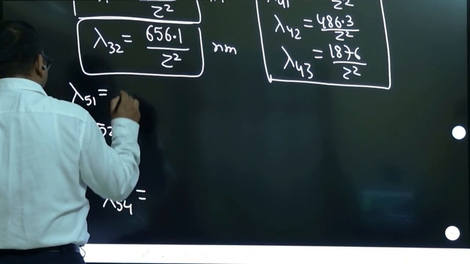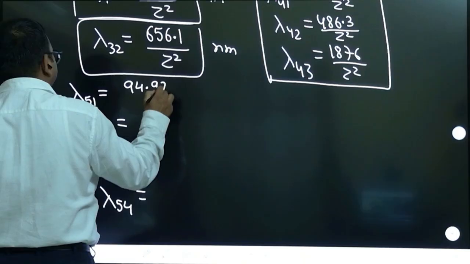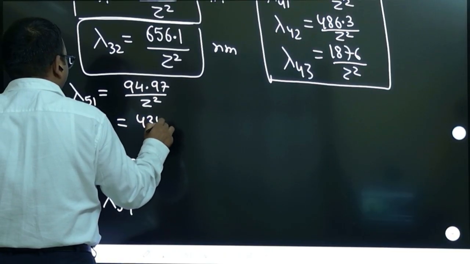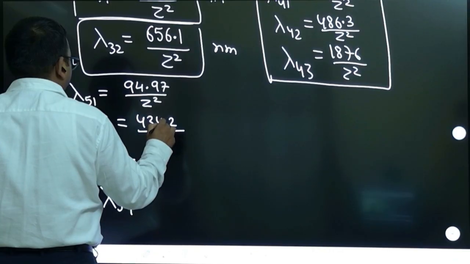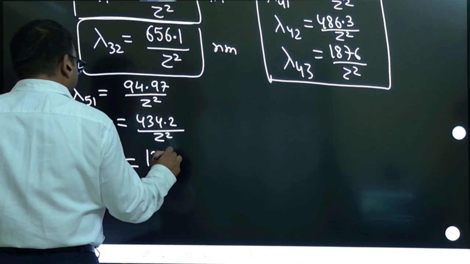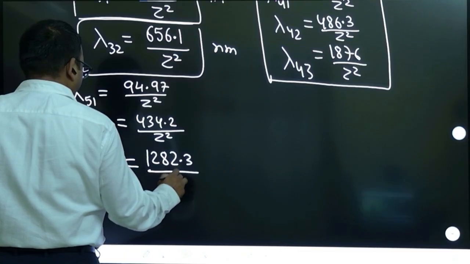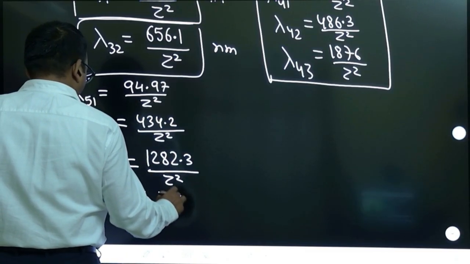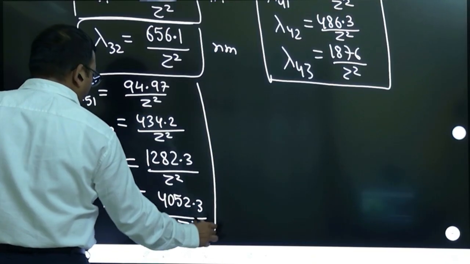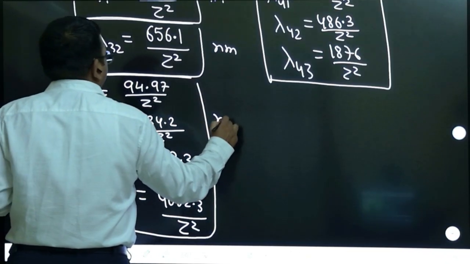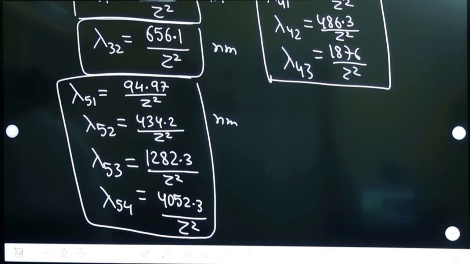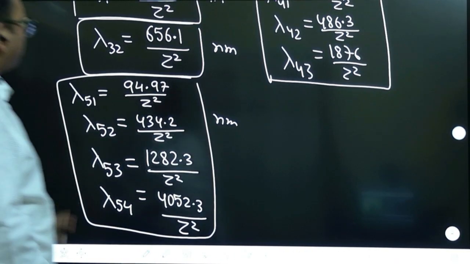5 1 is 94.97 by Z square. 5 2 is 434.2 by Z square. 5 3 is 1282.3 by Z square. 5 4 is 4052.3 by Z square. Again, mug up. All these are in nanometers. Done.